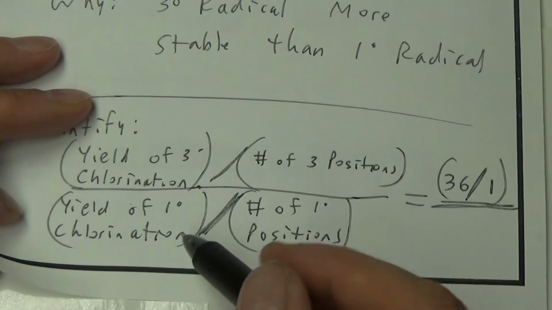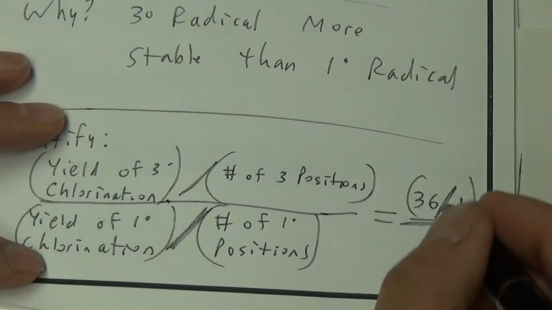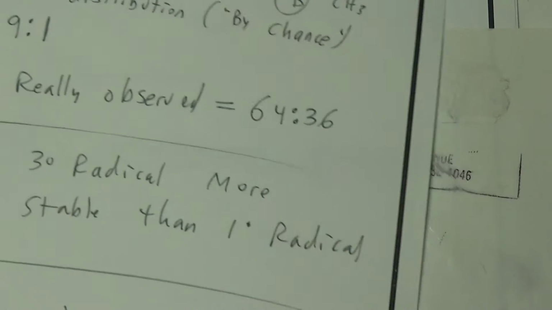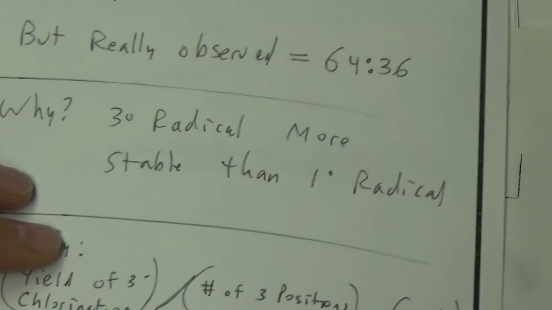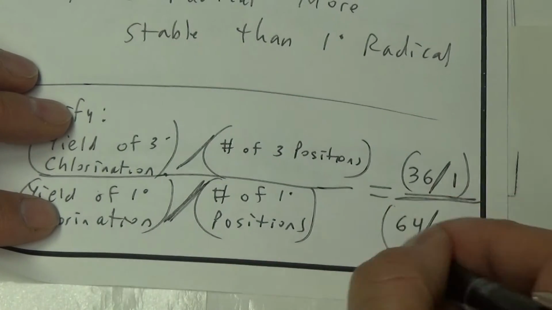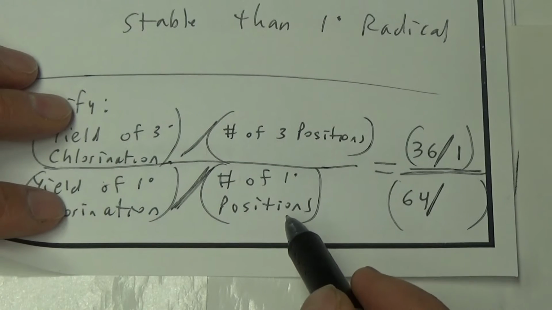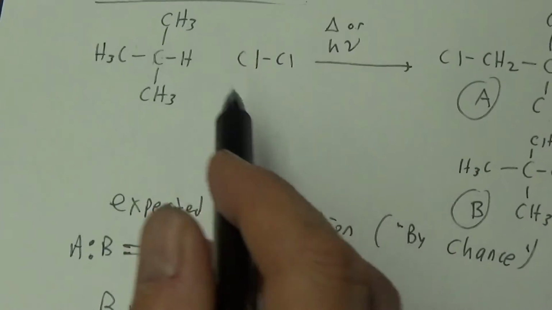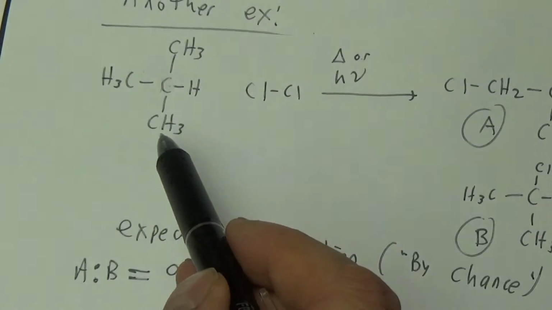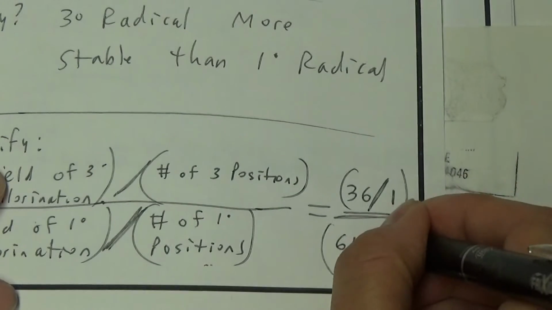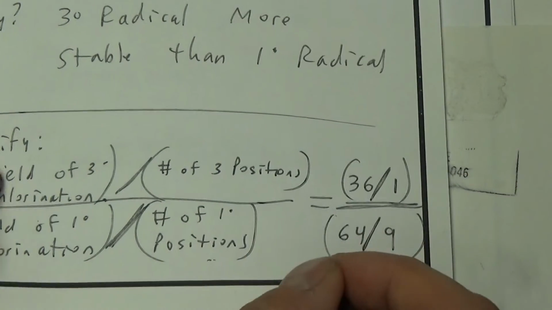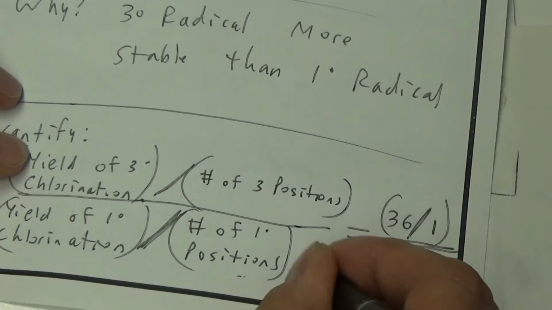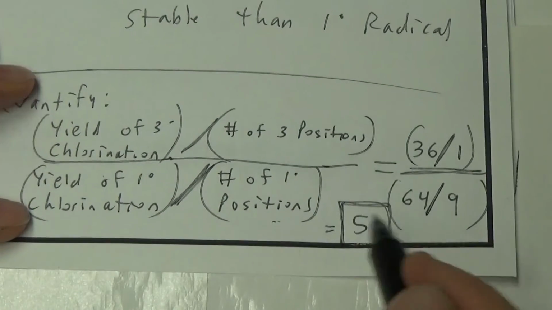And then what's the yield of primary chlorination? It is 64. And what's the number of hydrogens, primary positions, that would give rise to that primary product? Well, how many H's are there? 3 plus 3 plus 3 is 9. Do the math, and it's 5.